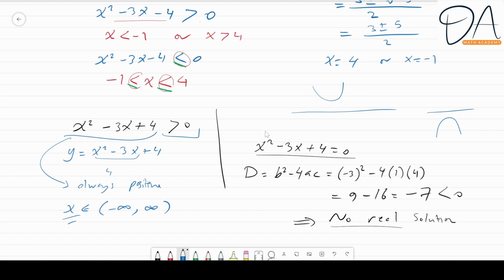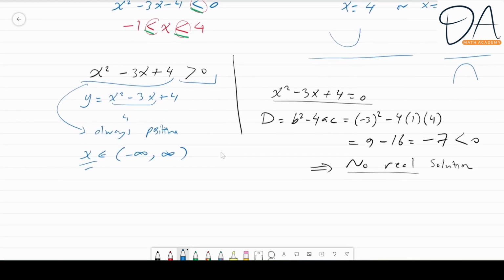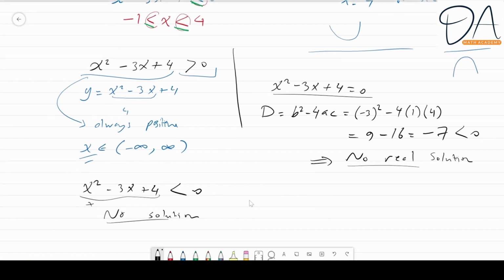Now, if this inequality actually was the other way, for example, like x plus 4 less than 0, then there is no solution. Because we know that this is always positive, but the inequality is looking for the values that make it negative. So there is no such value. So there is no solution for this inequality.